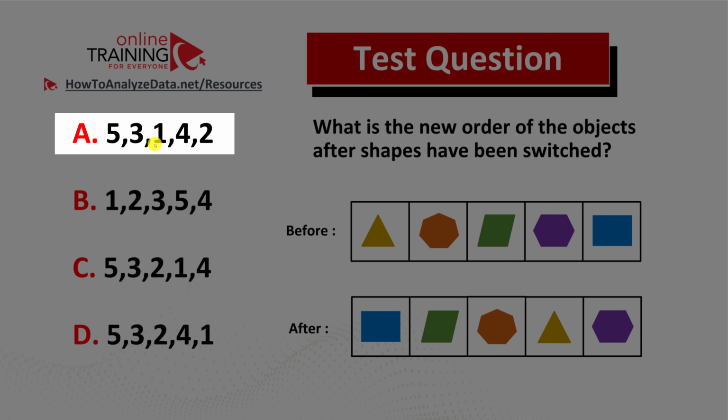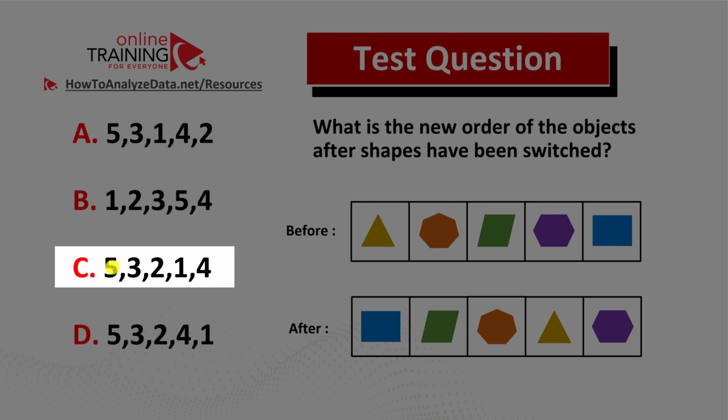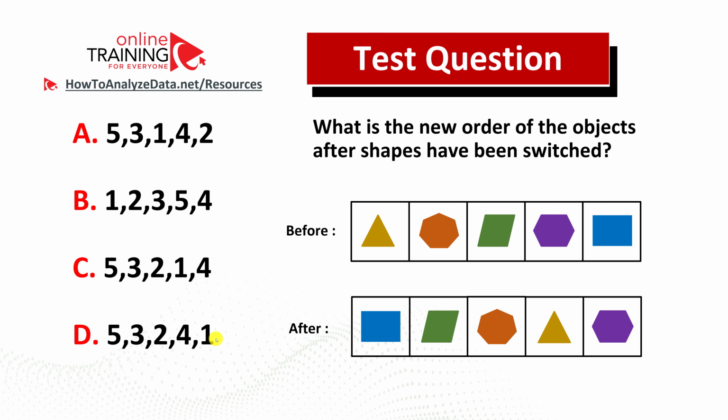Choice A, 5, 3, 1, 4, 2. Choice B, 1, 2, 3, 5, 4. Choice C, 5, 3, 2, 1, 4. And choice D, 5, 3, 2, 4, 1. Do you think you know the answer? Now might be a good time to pause this video to see if you can figure out the answer on your own.